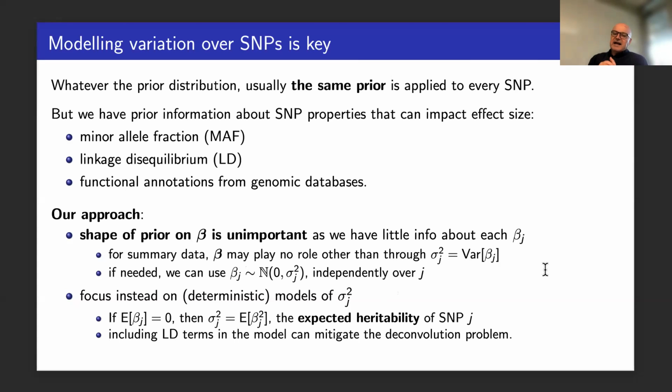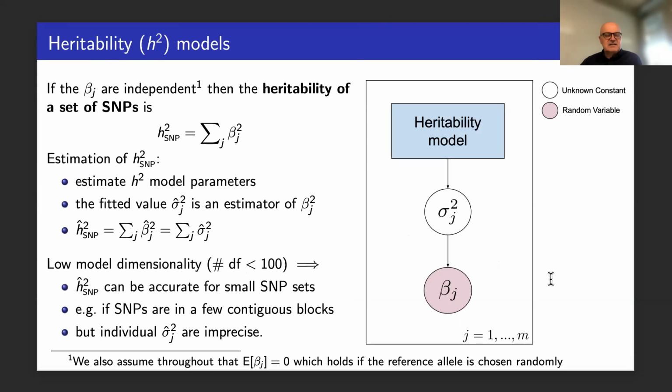And our claim is that implicitly in a whole lot of genome analysis, people have assumed this variance to be constant over SNPs, whereas in fact it should vary according to MAF, LD and various annotations. And that's basically the gist of my talk that I'll spell out in a little bit more detail and some of its implications.